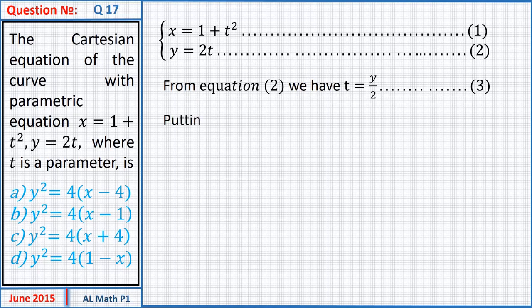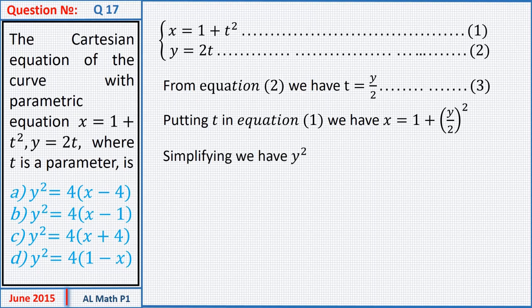Then we take equation 3 and we put it into equation 1. If we place it in equation 1, we're going to have x equals 1 plus (y on 2) all squared. Simplifying, we are going to have y squared equals 4 times (x minus 1). And compare with the different answers of question 18.